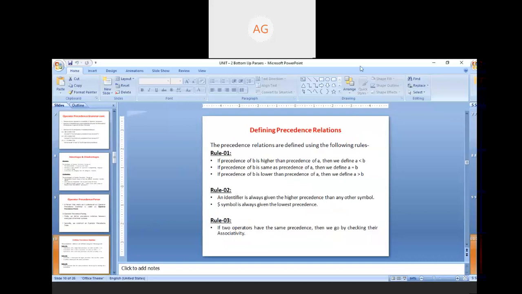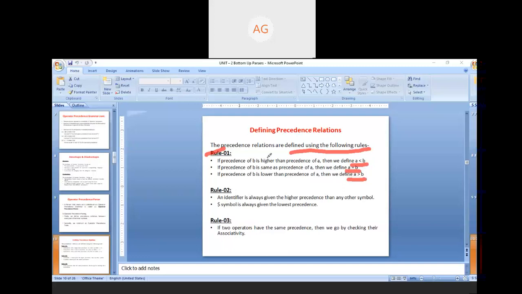So first is defining precedence relations. The precedence relation is defined using the following rules. According to rule number 1, as we already discussed, there exist three types of relations between two terminals. Either the first terminal is less than the second terminal, or it is equal to the second terminal, A equal to B, or the first terminal is greater than the second terminal, A greater than B.